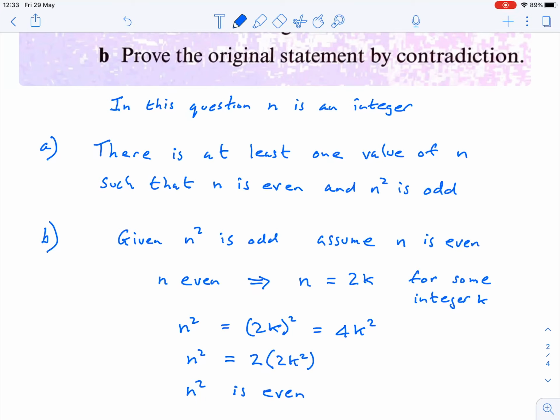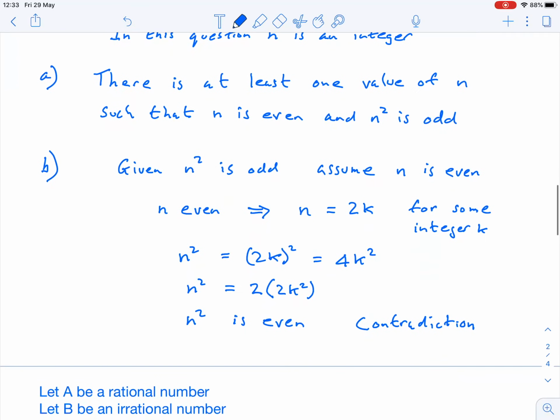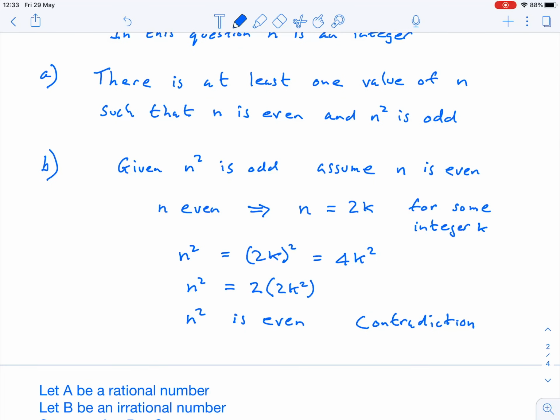But we were given in the first place that n squared is odd. So contradiction. And if I've got a contradiction, there's only one assumption I made in this problem, and that was assuming n is even. Therefore n is odd, and that completes the proof. Now that was taken from the exercise 1A.